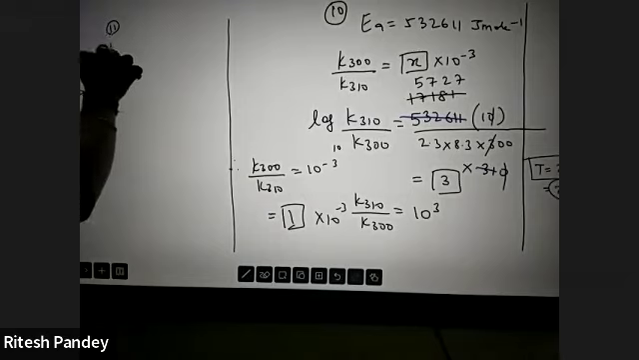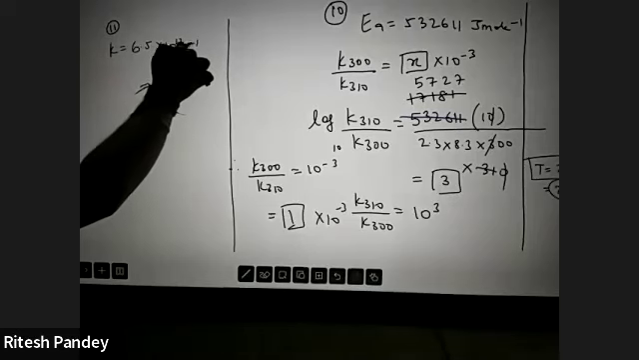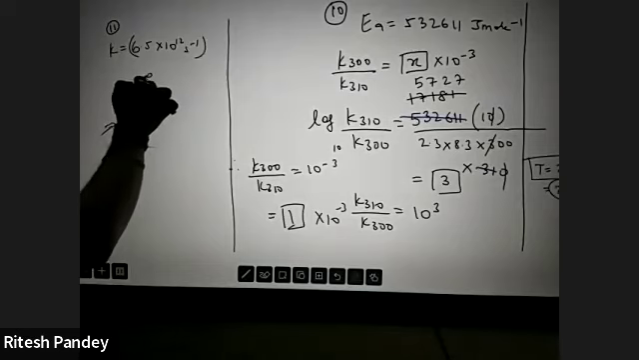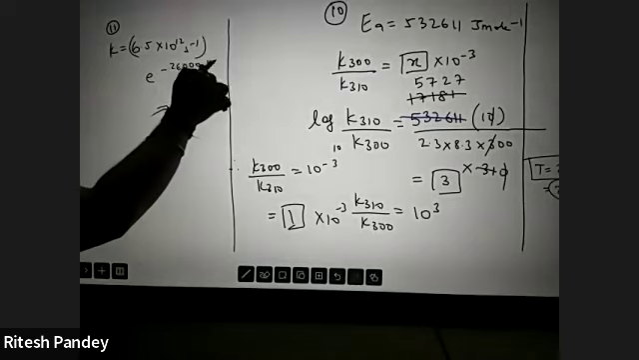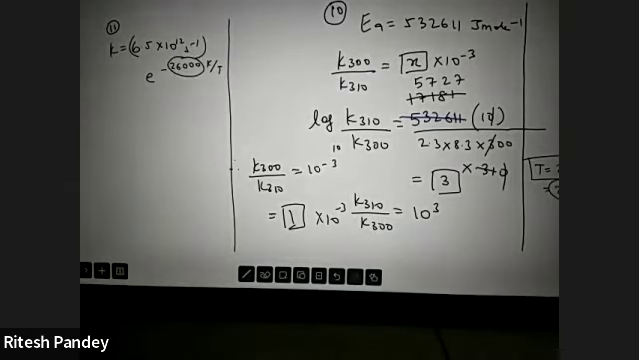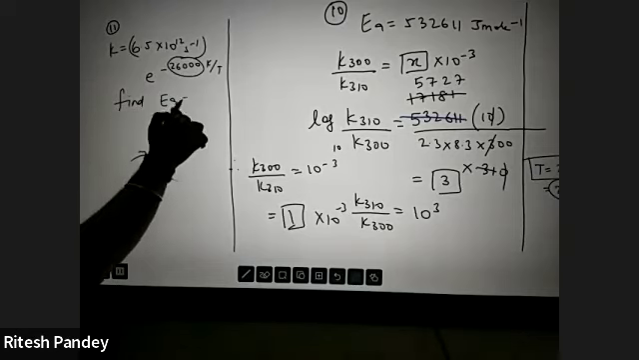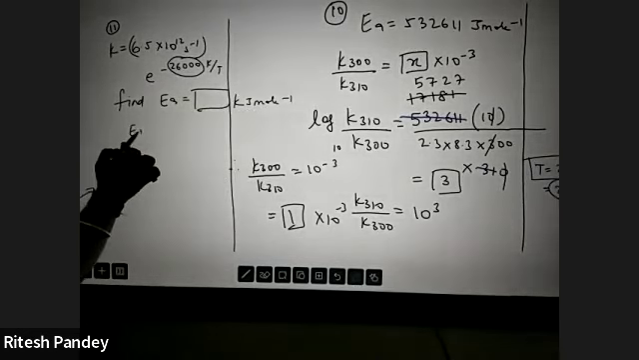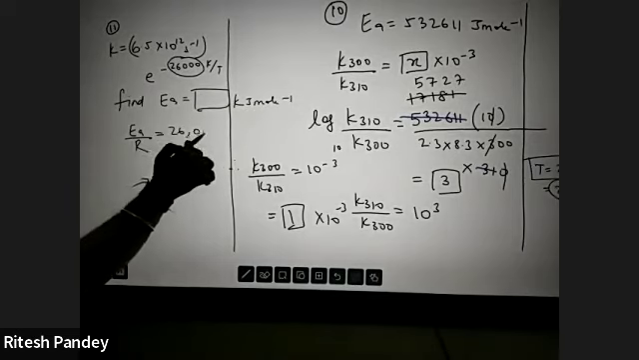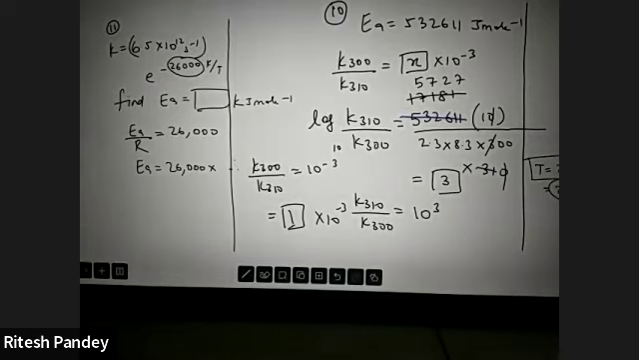K is equal to 6.5 into 10 to the power 12 per second. God knows why all this is given. E to the power minus 26,000 K by T. I only need the 26,000. You have to calculate the activation energy in kilojoule per mole. So I'll again go by EA by R as 26,000. And EA would be 26,000 into whatever value of R is supplied by the problem.